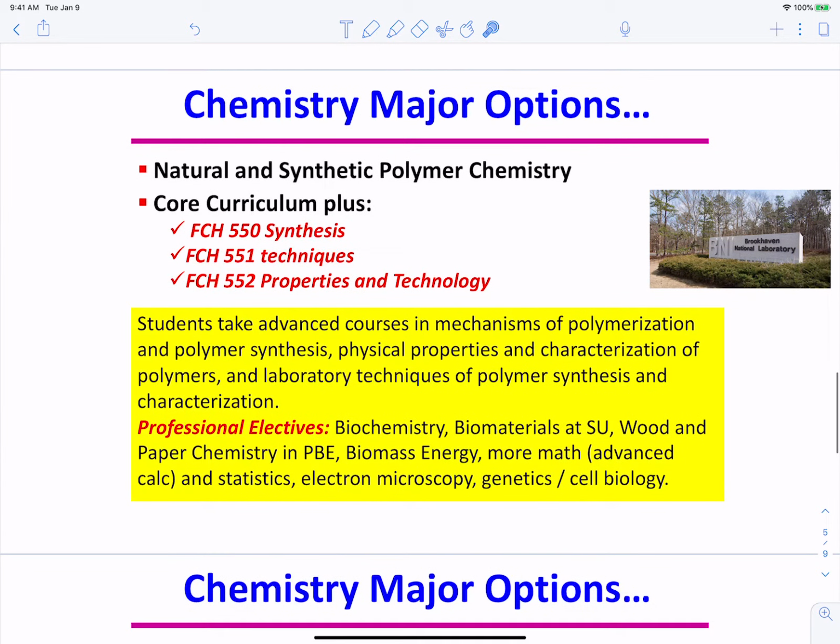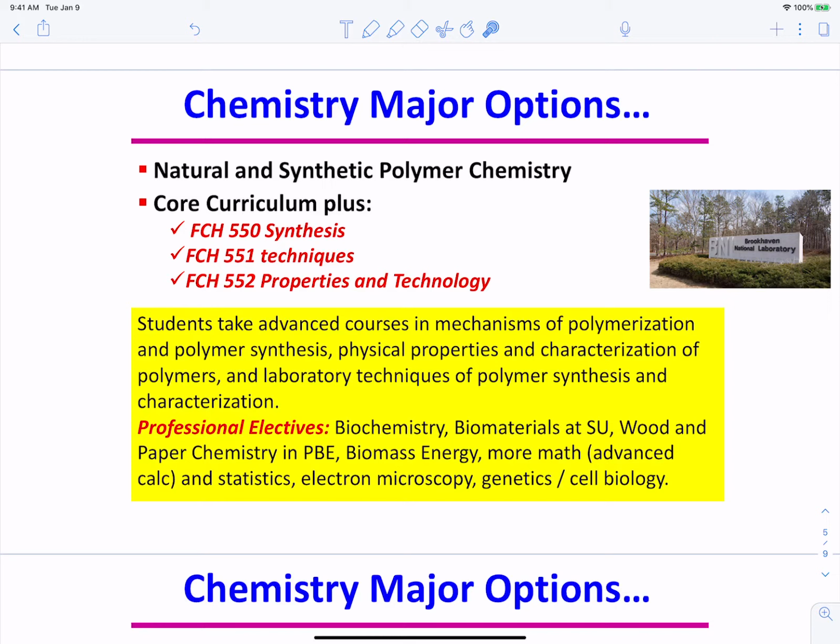Now, if we move to the natural and synthetic polymer chemistry area, you again would take the core curriculum courses, and then there are three option courses, again, just like environmental chemistry. These three courses are all focused on polymers. There's a synthetic course, a techniques course, and a properties and technologies course. These three courses would be taken in your senior year.